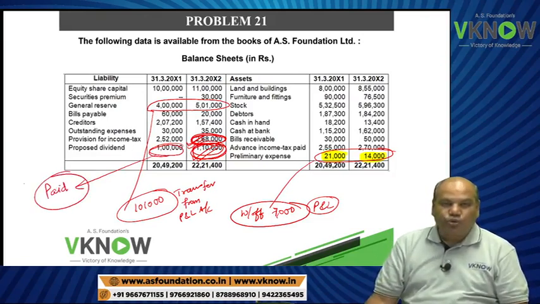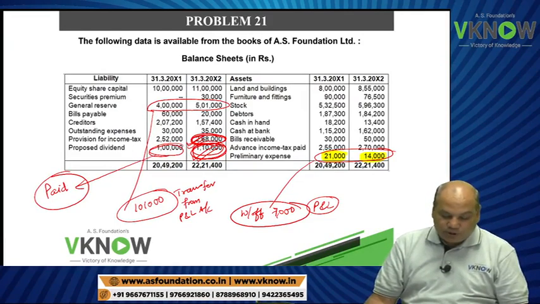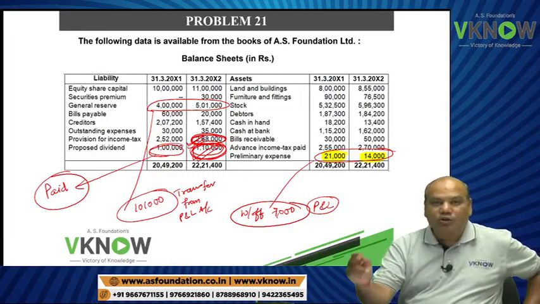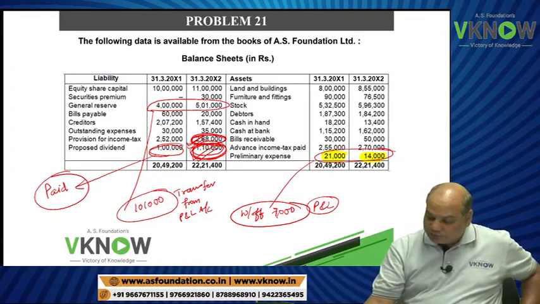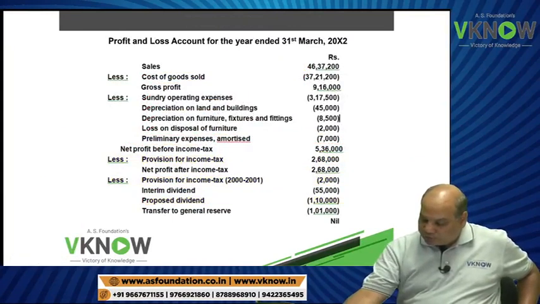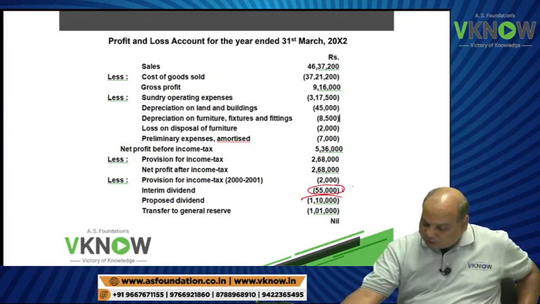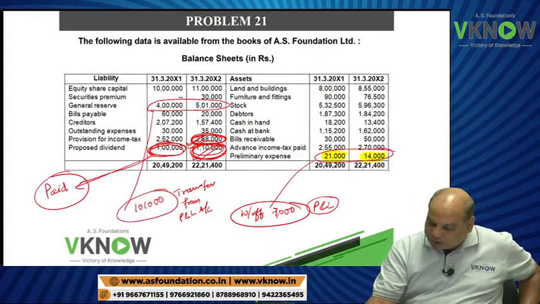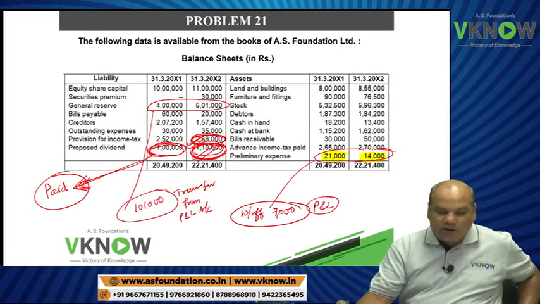The opening proposed dividend must have been paid. Only closing is appearing in P&L account, that is current year provision. So we have to make two payments of provision for dividend. One is interim dividend, that is for current year during the year, and 1,10,000, last year proposed dividend paid in current year.